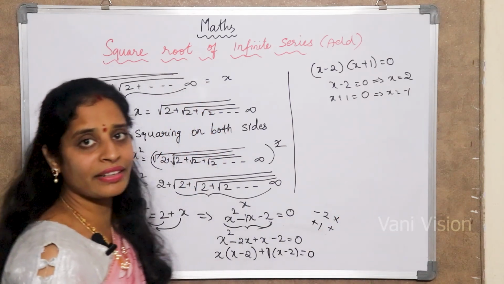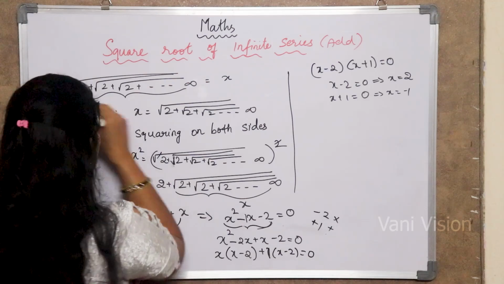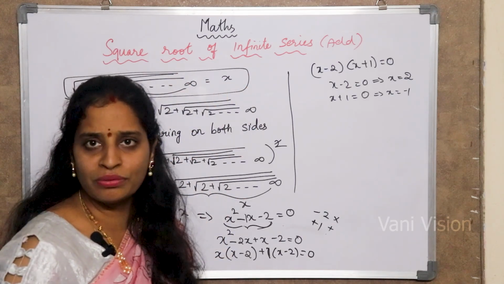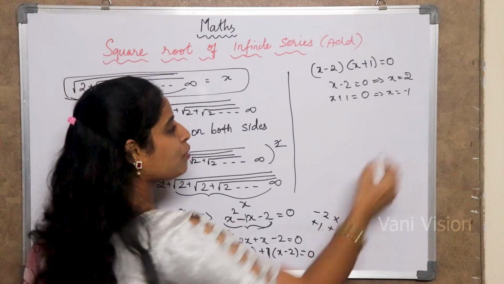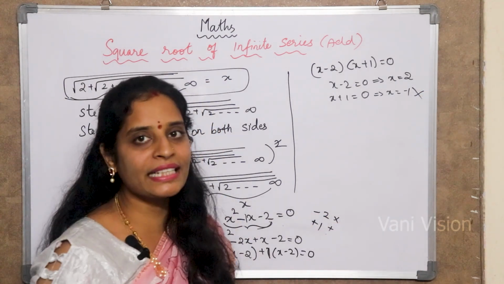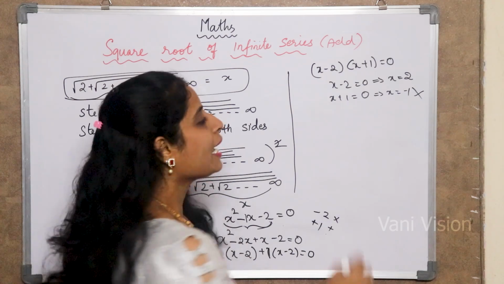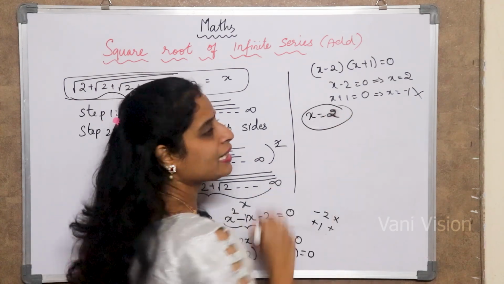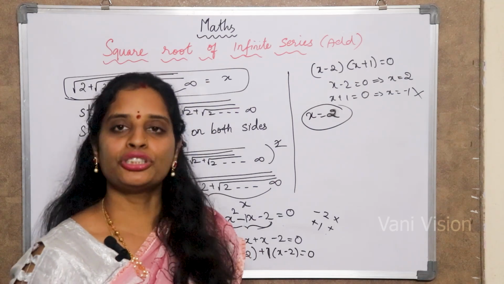Now, for this series, can the value be a negative value? No, right? So our answer will not be negative. So the answer is x is equal to 2. What is the answer here? x is equal to 2.